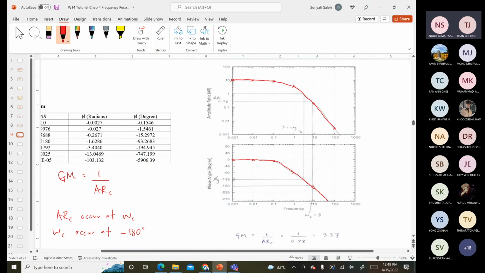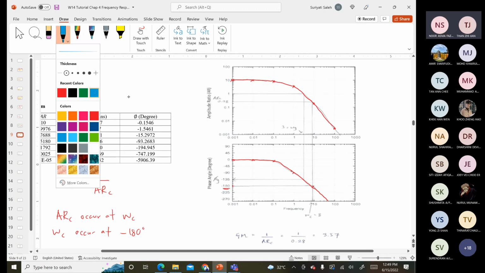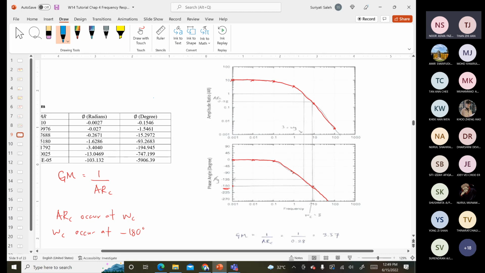So we find the negative 180. So this is your negative 180. So this is the point. Here I use a different color. So you draw the straight line until it reaches your angle plot. So this is your plot. Here you take a look at what your ωC is. According to my example, the ωC equals 8. So this is the value of my ωC at angle negative 180.